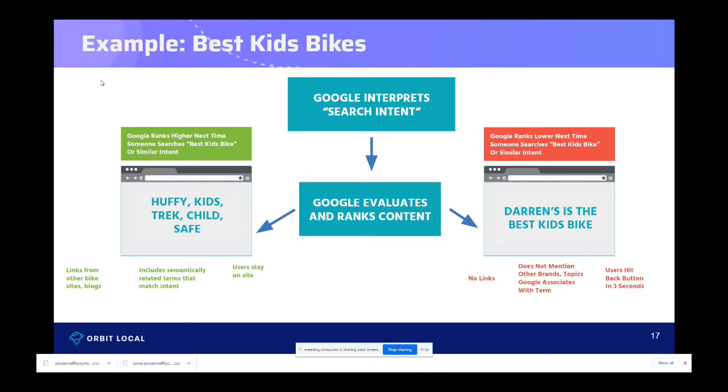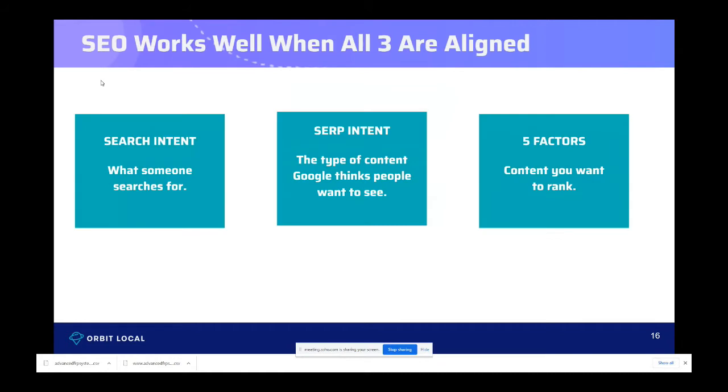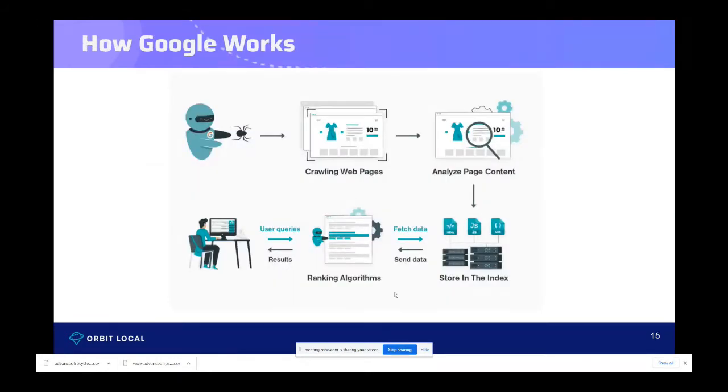And so when you look at this other page, it has those words. It also has links from other bike sites and blogs. So Google's going to look at these 2 content pieces and look at how people interact with the content on the site. And then it's going to decide, hey, I'm going to bump this page higher next time, and the next time I'm going to bump this page lower. So that's essentially how this actually works, and that's kind of what happens there.